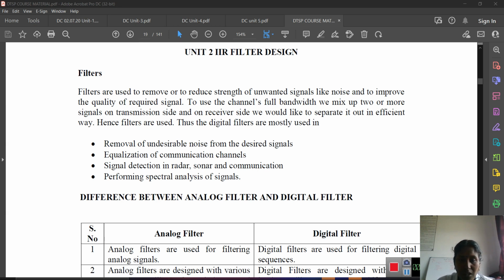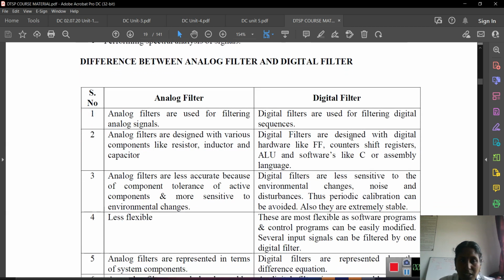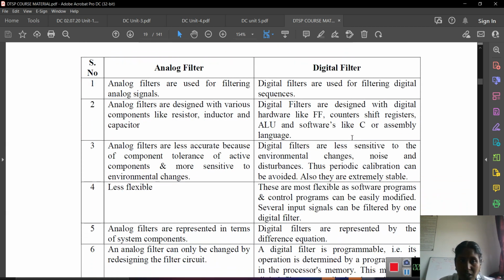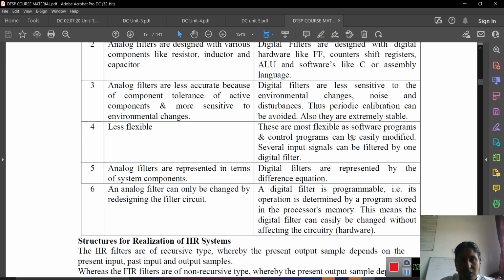Then the difference between analog filter and digital filter. Analog filters are used for filtering analog signals; digital filters are used for filtering digital sequences. Analog filters are designed with components like resistor, inductor and capacitor. Digital filters are designed with digital hardware like flip-flops, counters, shift registers, ALU, and software like C or assembly language. Analog filters are less accurate because of component tolerance, whereas digital filters are less sensitive to environmental changes.